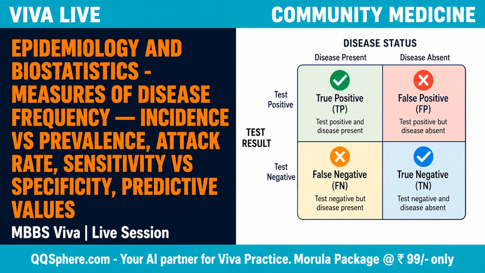Now, what do you understand by the terms sensitivity and specificity of a test? The term sensitivity, which is the true positive rate, is the ability of a test to correctly identify those with the disease. But specificity, which is the true negative rate, is the ability of a test to correctly identify those without the disease. Precisely. Sensitivity ensures that you detect most cases, and specificity prevents falsely labeling healthy individuals as sick.